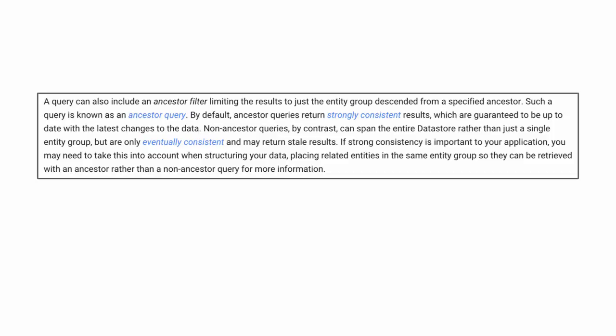Looking at every tweet on Twitter all at once would not be a good thing. The thing about ancestor queries is they are strongly consistent results, which are guaranteed to be up to date with the latest changes to the data. Non-ancestor queries are eventually consistent, so they may not return the absolutely most current results. When Caleb talked about this, he said your results might be 800 milliseconds off, which is just enough when the user's refreshing the page after they've uploaded something, to make them mad. So believe the bird, not the book.